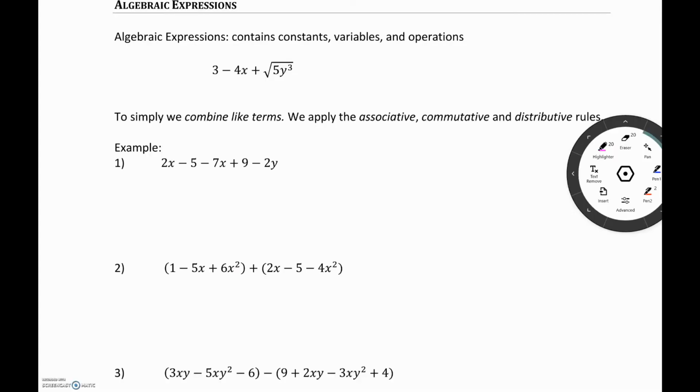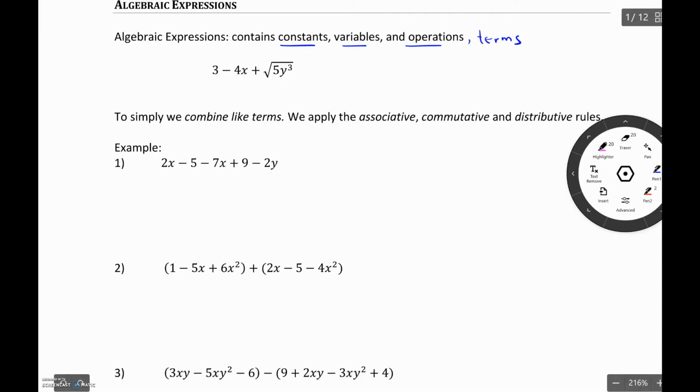Right, so now we're going to be looking at what we call algebraic expressions, and we'll be learning how to manipulate, expand, simplify, etc. Let's talk about constants and variables, operations, and also terms.